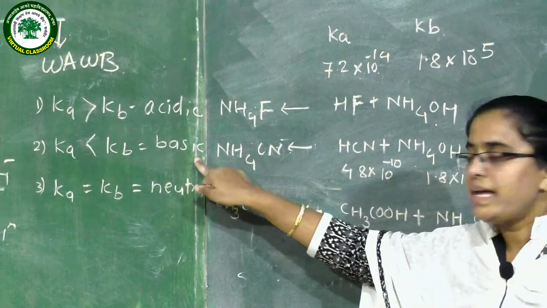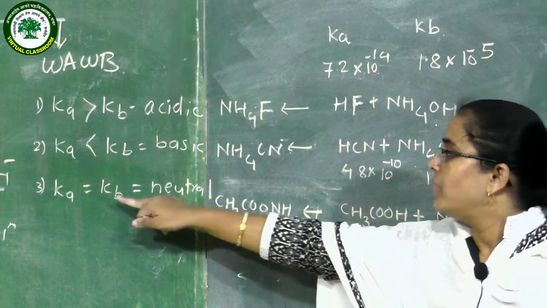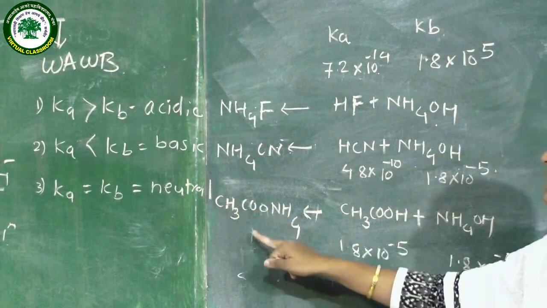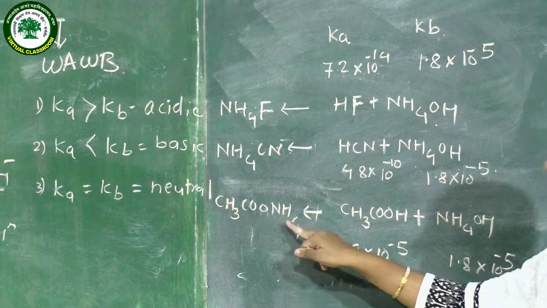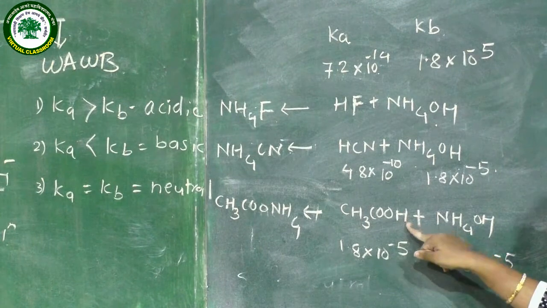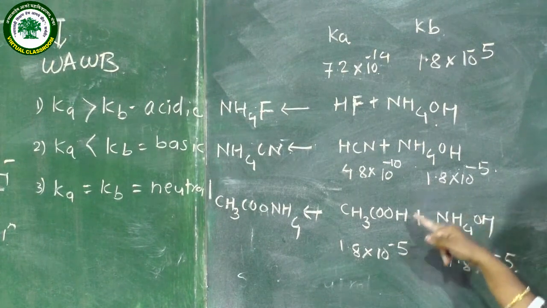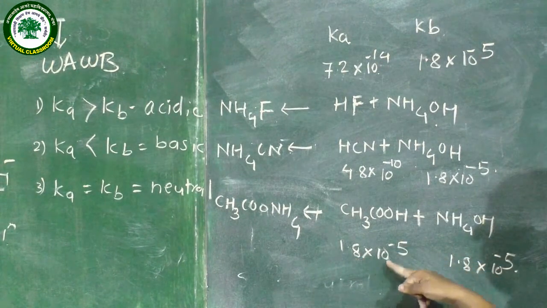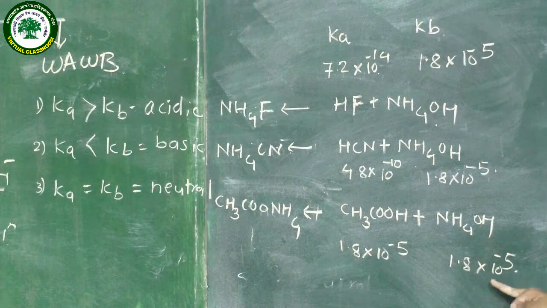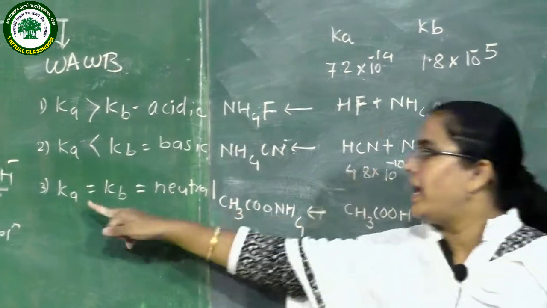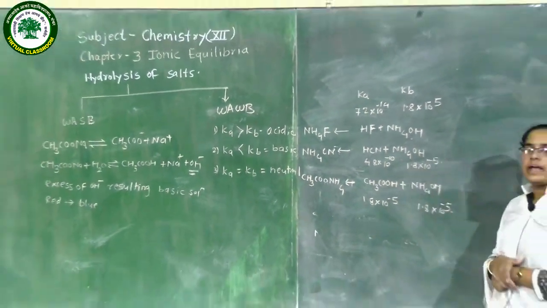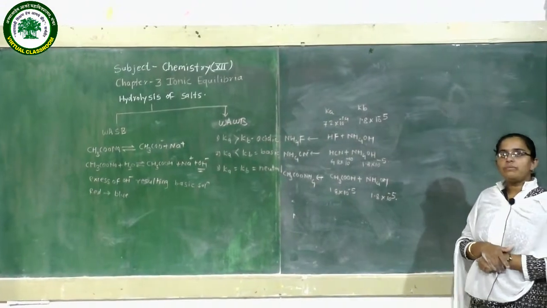And next, when Ka is equal to Kb, the solution becomes neutral, for example CH3COONH4, from CH3COOH plus NH4OH. The value for acetic acid is 1.8 x 10^-5 and for ammonium hydroxide is 1.8 x 10^-5. The value of Ka is equal to Kb, so the solution becomes neutral. These four types are the hydrolysis of salt.